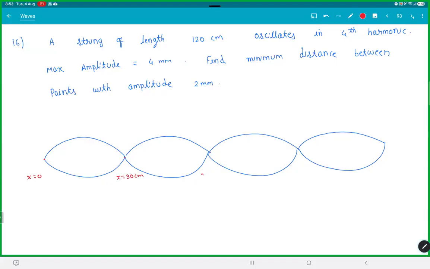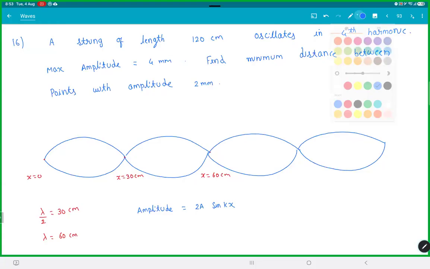Right? Perfect. And we can clearly see here, lambda by 2 is 30 centimeters. So lambda is 60 centimeters. Perfect. Now we know the formula for amplitude is 2a sine kx. And it is given the maximum amplitude is 4 mm. That means the guy in the middle, the antinode, will have an amplitude 2a, and that was 4 mm. So the maximum amplitude belongs to the antinode.